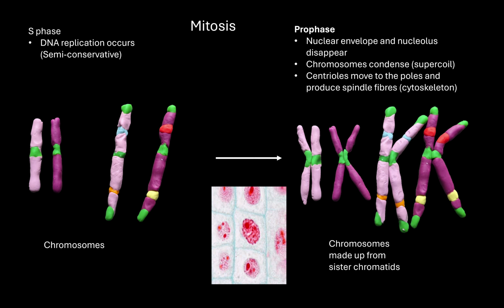The next thing that happens is your centrioles will move to the poles, and they will produce spindle fibers. Now, centrioles are basically bundles of proteins, and those spindle fibers are part of your cytoskeleton. So what they are going to be able to do is move the chromosomes around the cell, around the cytoplasm.